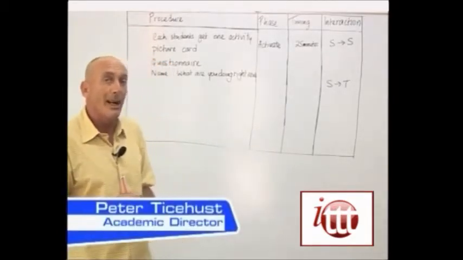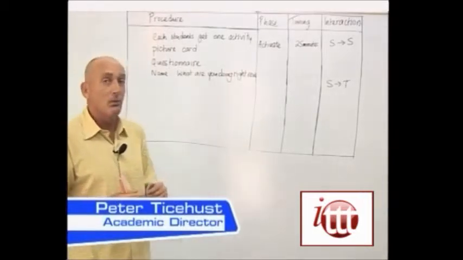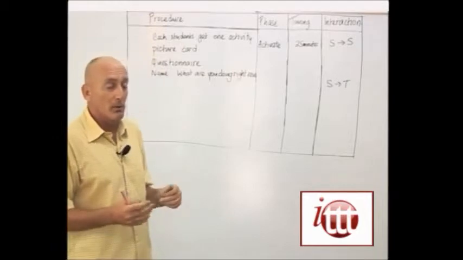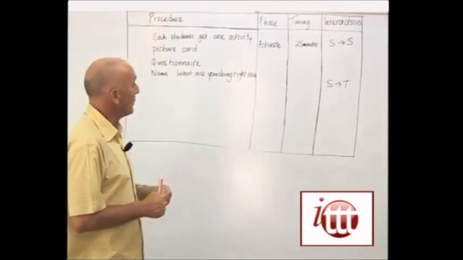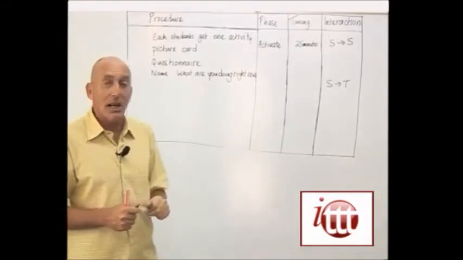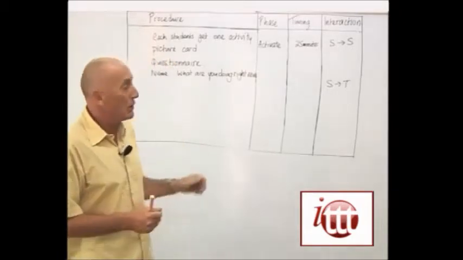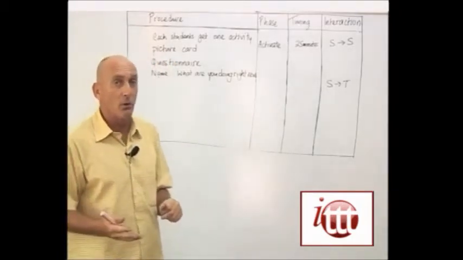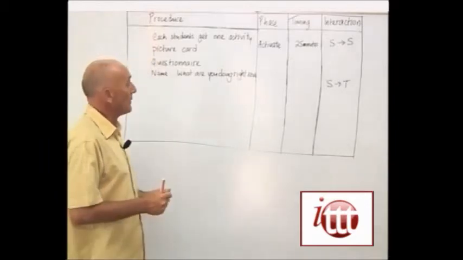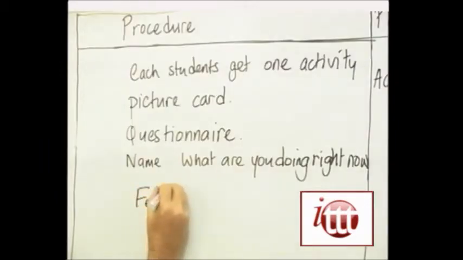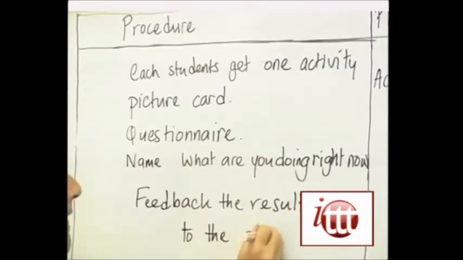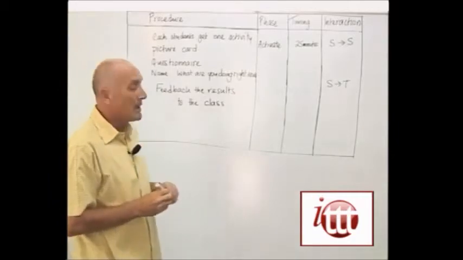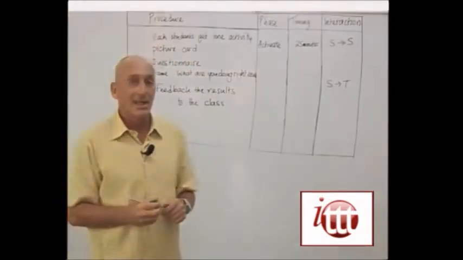What each student will report back is the picture that they have, what activity is it showing, and so for example they will say, I am playing football, or I am cooking a meal, and so on and so forth. What we could do here is get the students either to write it in that way, or they can use the person's name, so John is playing football, or Kate is cooking, and so on and so forth. And the students will then feedback those results to the class in the form of sentences.